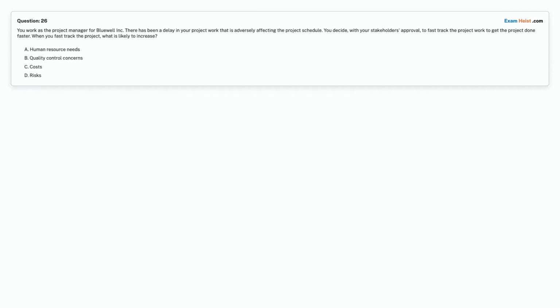Question 26. You work as the project manager for Bluewell Inc. There has been a delay in your project work that is adversely affecting the project schedule. You decide, with your stakeholders' approval, to fast-track the project work to get the project done faster. When you fast-track the project, what is likely to increase? Option A, human resource needs. Option B, quality control concerns. Option C, costs. Option D, risks. Choose the correct answer.